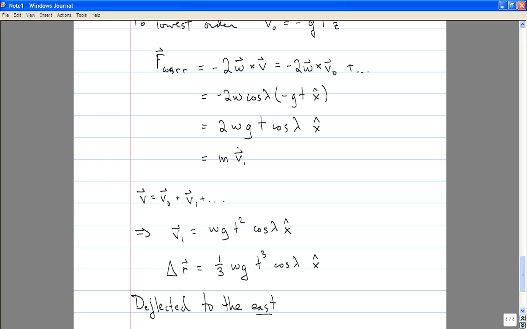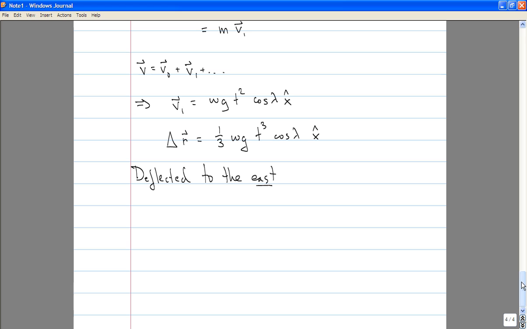Okay, so there's one more famous example, which I would be remiss not to mention, which is that of Foucault's pendulum.